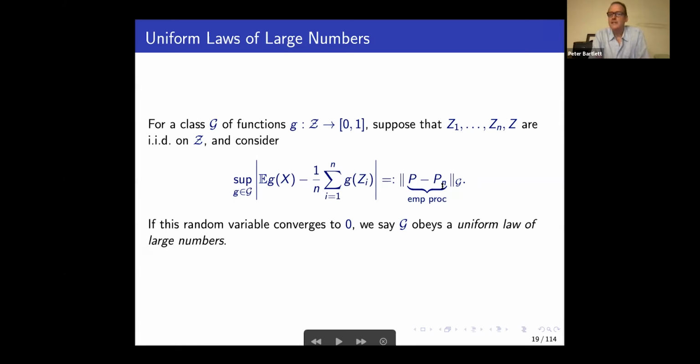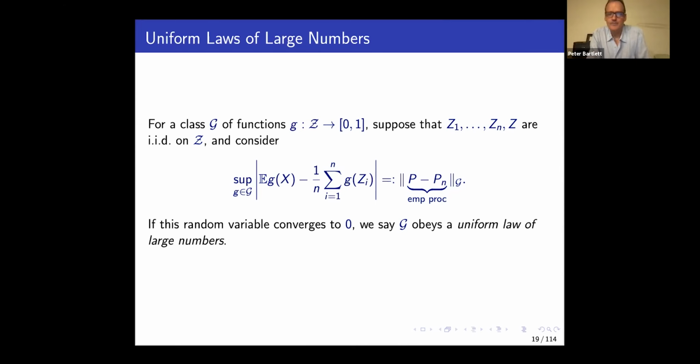Of course, it's a random variable. It depends on this empirical distribution, which is the distribution that puts mass 1 over n at these points z1 to zn. So it's a random variable. It depends on this randomness. We might hope that as that sample size grows, this random variable converges to 0. And in that case, we say that the class G obeys a uniform law of large numbers, right? We don't just have the usual law of large numbers where sample averages are approaching expectations. We have that happening uniformly across the class, that the worst case across G of those deviations is going to 0. So that's what we mean by uniform law of large numbers.